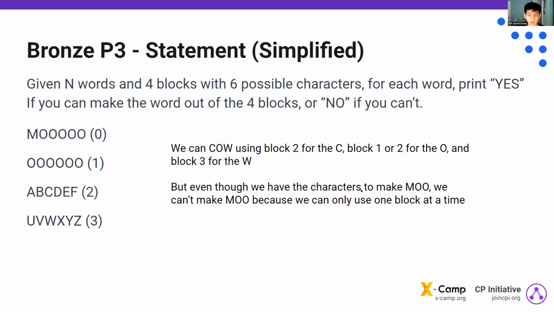For example, you can't make the word moo because you can only use 1 block at a time. So even though we have the letters to make moo, M-O-O, we can only use each block once. So the first block, or the 0th block, is the only one that contains an M, therefore we can't use it anymore. And there's no other blocks with 2 O's. So yeah.